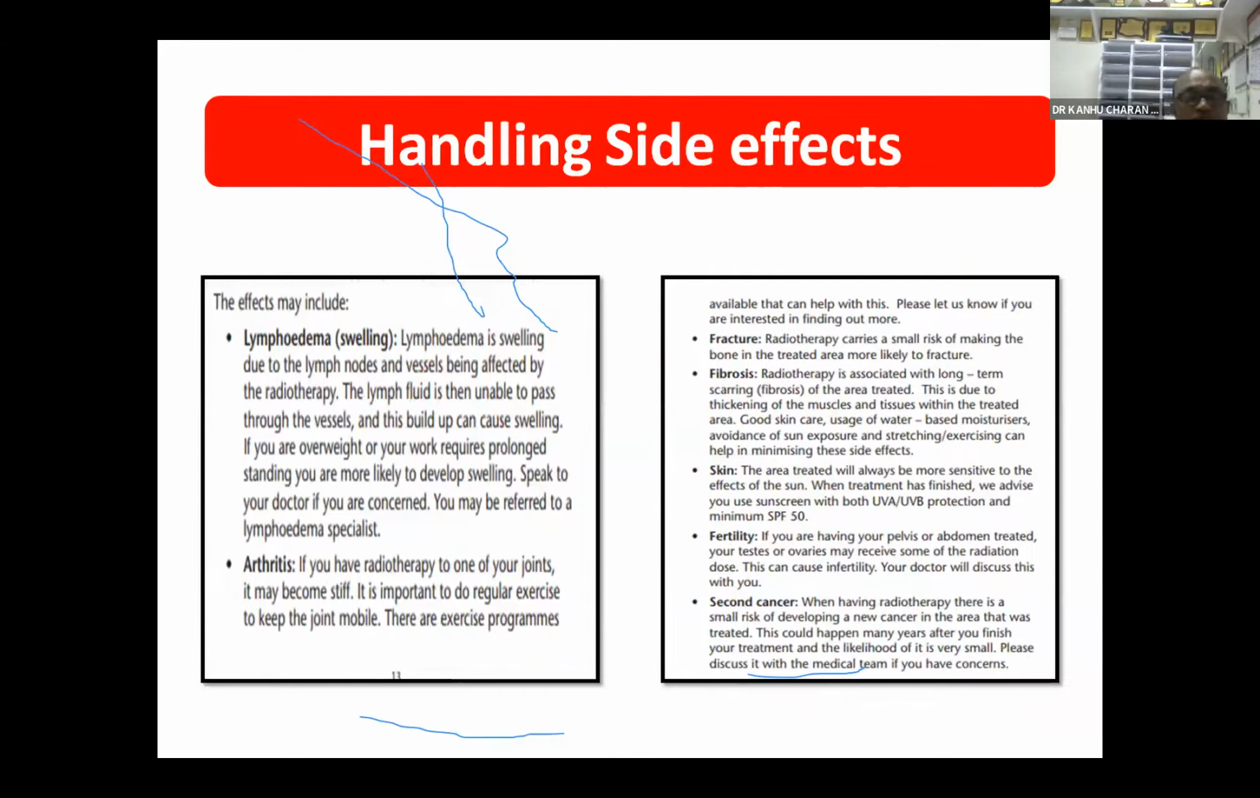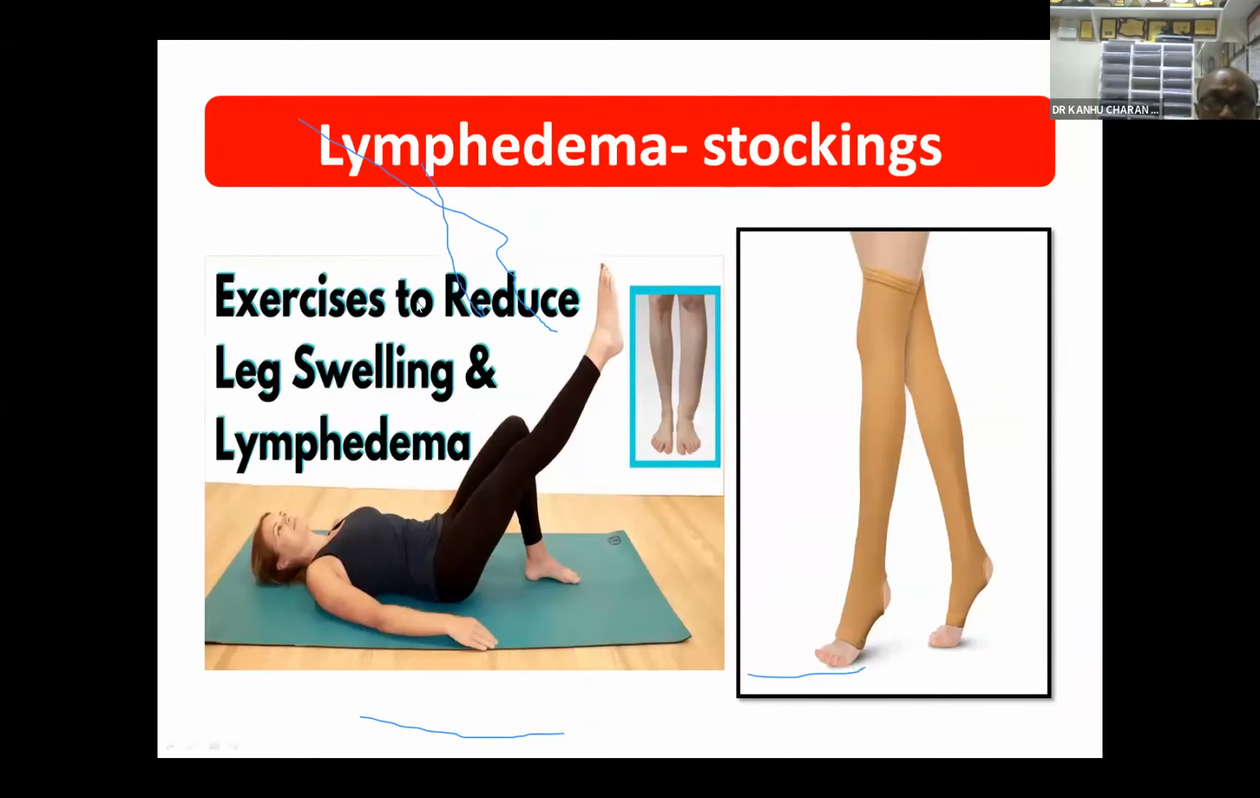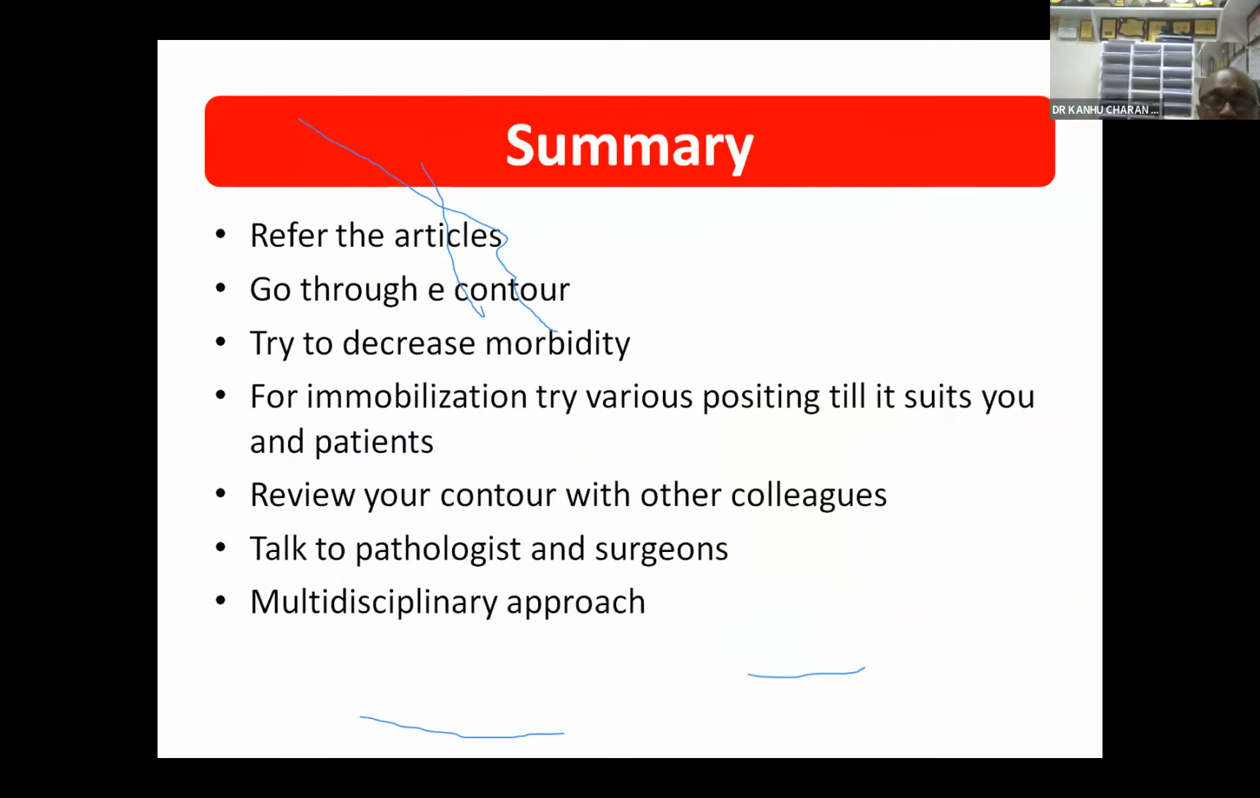Handling side effects: lymphedema, arthritis, fracture, fibrosis, fertility, second cancer, these things have to be answered properly, and kept in mind when we are contouring. If a patient develops lymphedema, you have to do regular physiotherapy. Stockings are a very good thing. Ask the patient to wear stockings to prevent the edema; these stockings cost 200 to 300 rupees. Regular wearing prevents edema as well as DVT, long-standing venous thrombosis, all avoided by simple stockings.